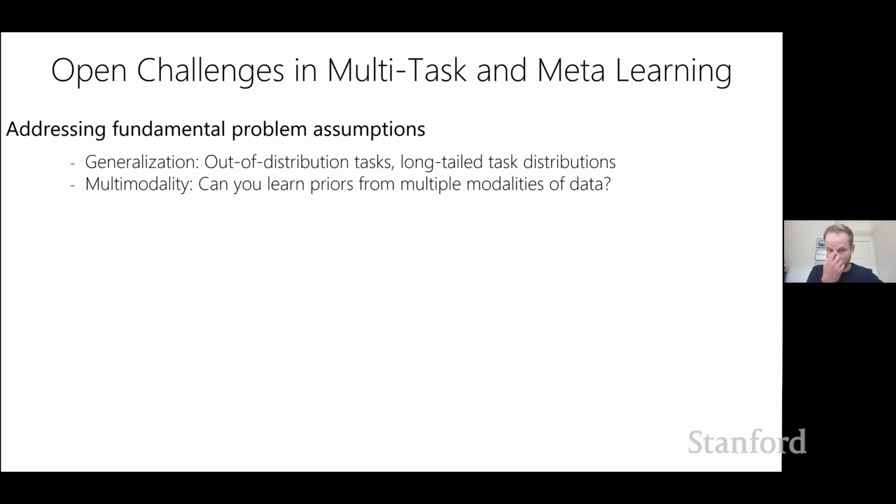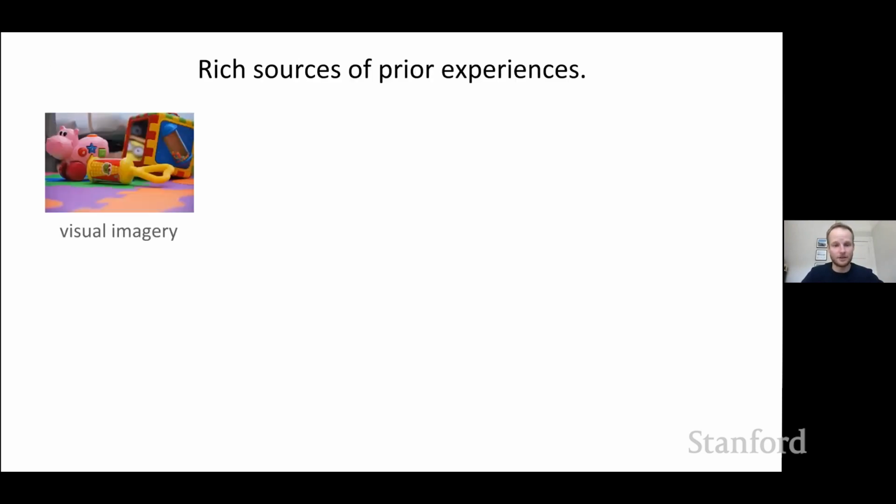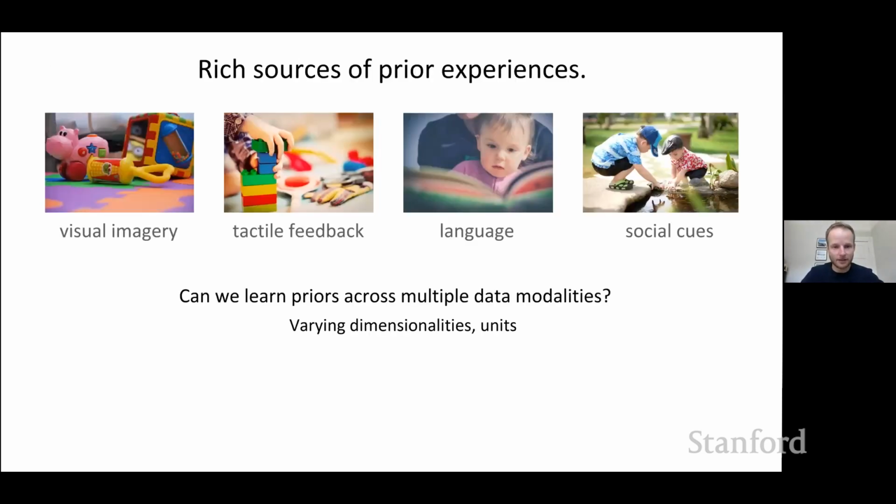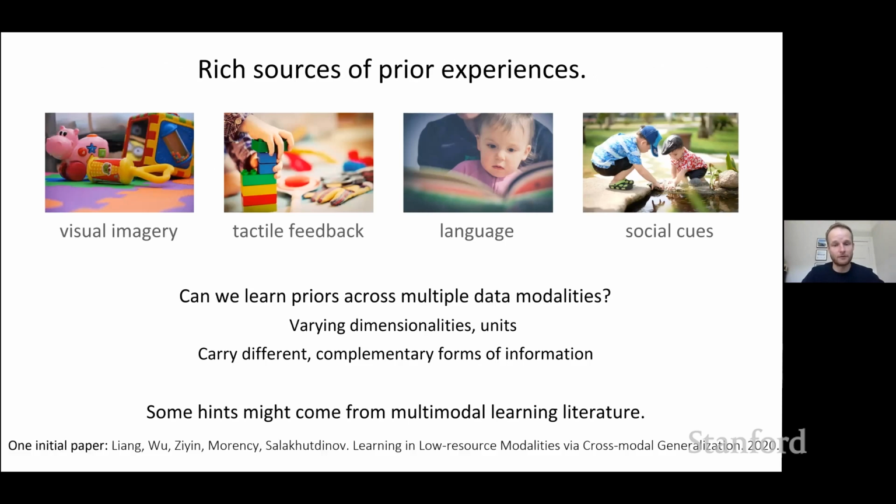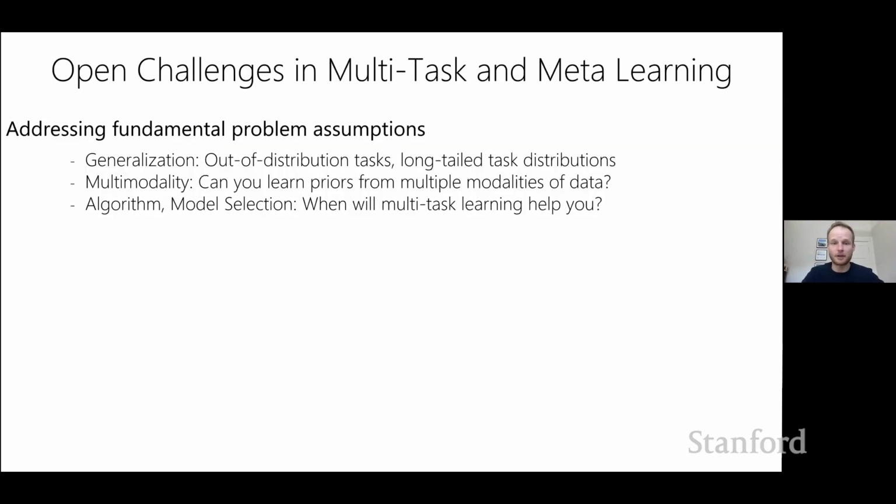We also need to look a little bit more into multimodality. So how can we learn priors from multiple modalities of data? So far, we've mostly looked at problems where the predominant modality was vision. There are many other modalities, such as touch, for instance, or sound, that often have additional complementary forms of information that we should be looking at as well.